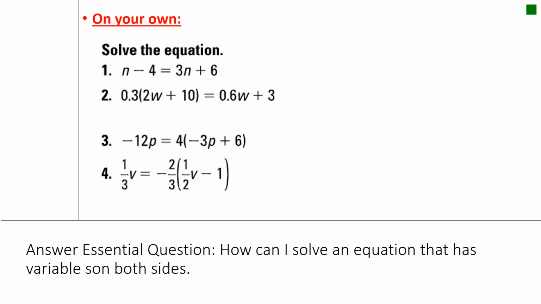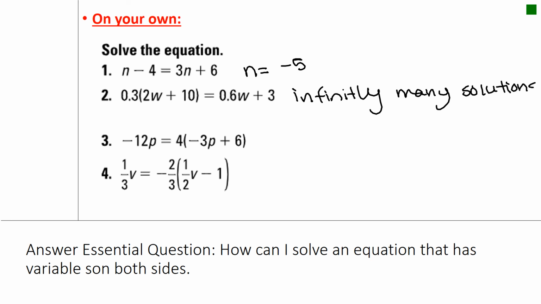All right, thanks for pausing. For problem number 1, you should have gotten that n is equal to negative 5, or negative 5 equals n, same thing. For problem number 2, this is infinitely many solutions, meaning these are the same equation written two different ways. Problem number 3, we have no solution. Problem number 4, v equals 1.